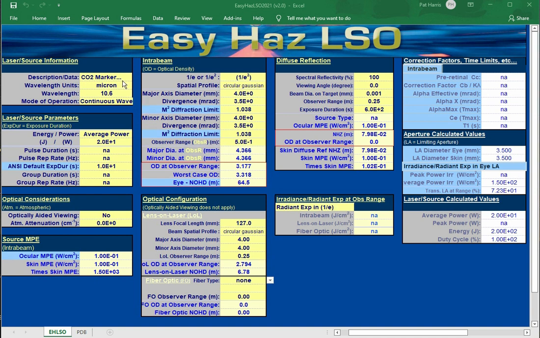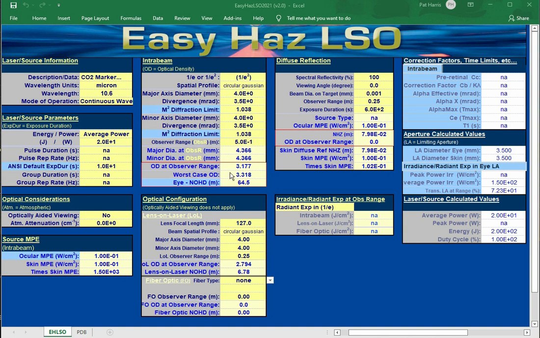Our wavelength is 10.6 micron. We're looking at continuous wave. We have an average power of 20 watts. We're using the ANSI default for an accidental or unintentional exposure of 10 seconds. 1 over E squared circular Gaussian. We have a beam diameter at waist of 4 millimeters, a beam divergence of 3.5 milliradians.